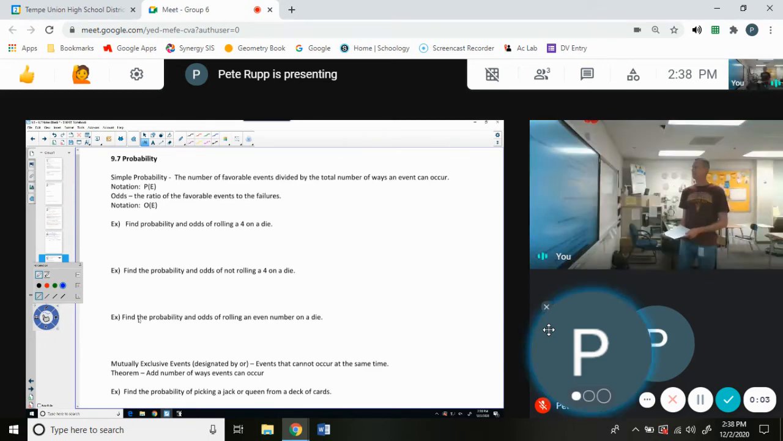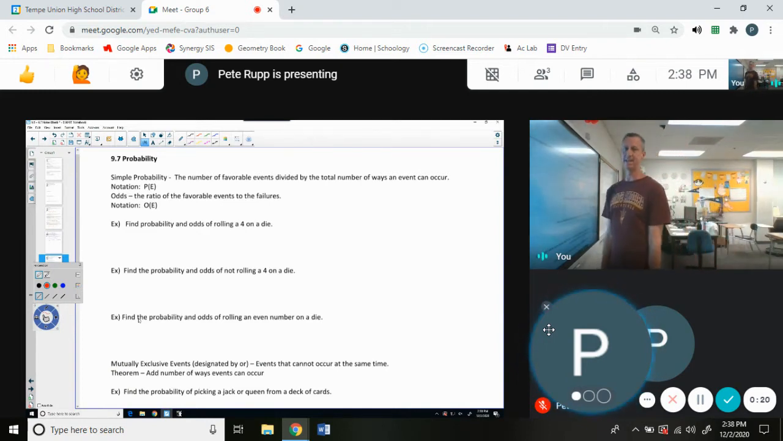All right, today's lesson is 9.7 on probability. So you guys probably know a little bit about probability. Simple probability is called simple probability because it's not too complicated. So for example, what's the probability of flipping tails on a coin? There are two choices, heads and tails. If you want to flip tails, that'd be one out of the two choices.